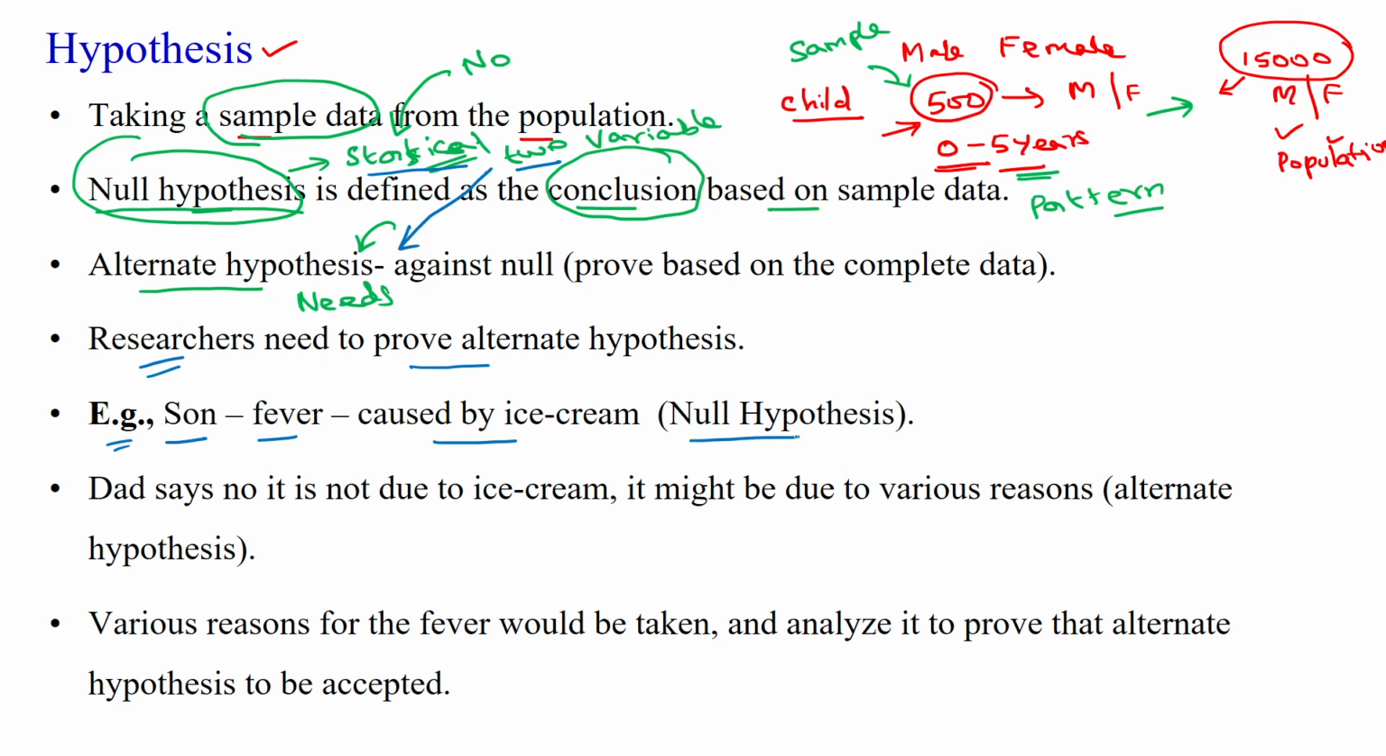So this is the null hypothesis. That means the previous day or the day before yesterday, the son has taken two or three ice creams when he was attending the function. So the dad comes to some conclusion, and that is the null hypothesis. Dad comes to some conclusion without relating any statistical measures.